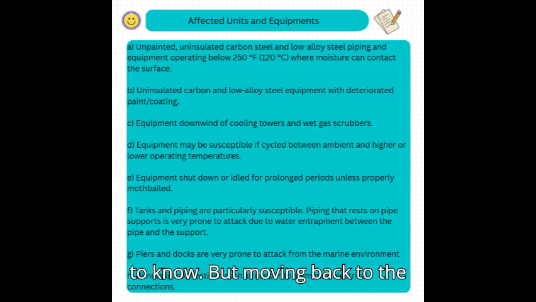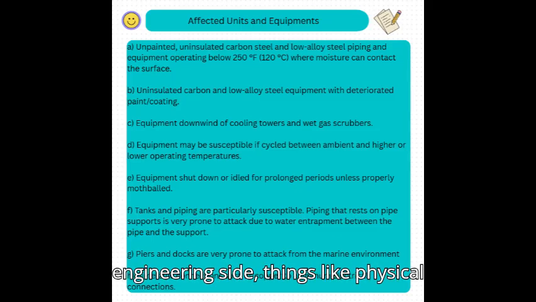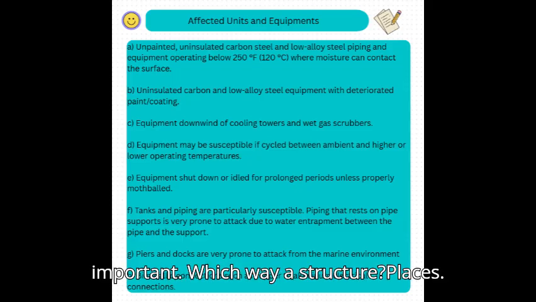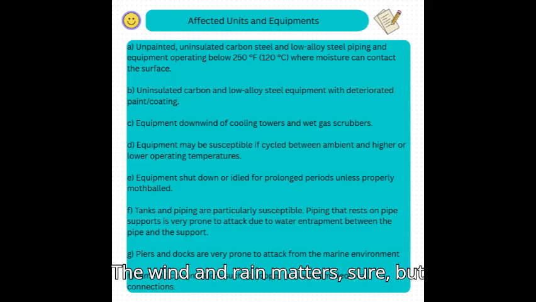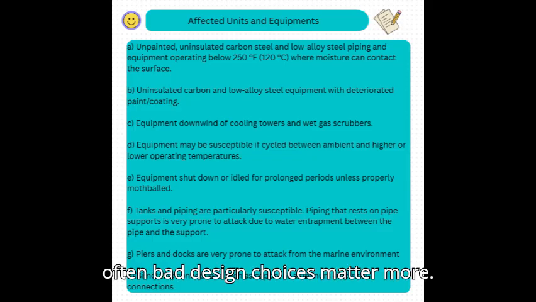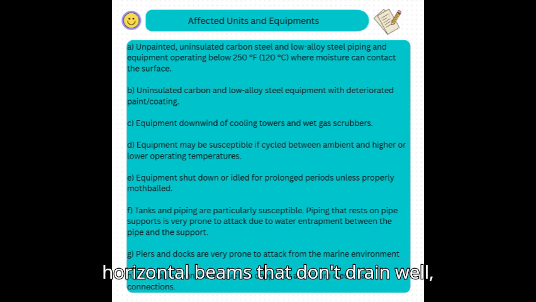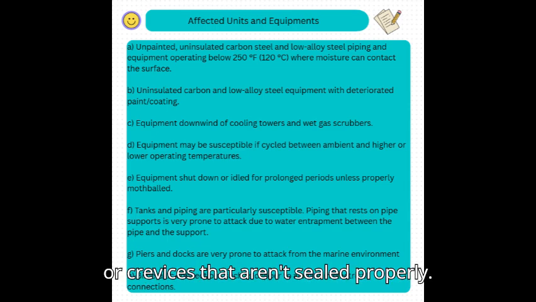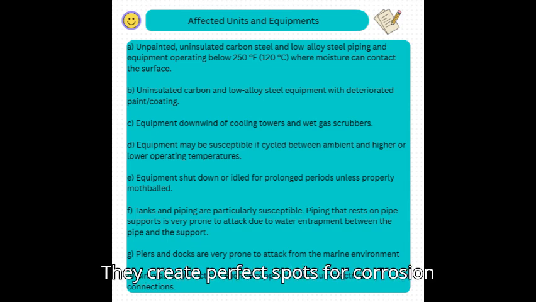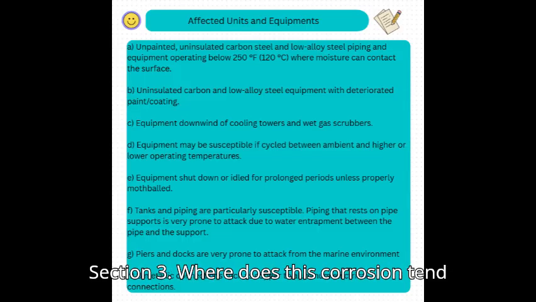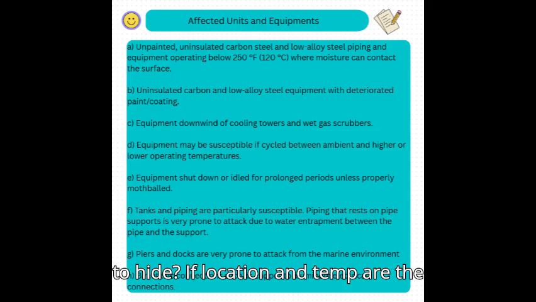Good to know. But moving back to the engineering side, things like physical orientation and design are also really important. Which way a structure faces the wind and rain matters, sure, but often bad design choices matter more. Things that inherently trap water, like horizontal beams that don't drain well or crevices that aren't sealed properly, create perfect spots for corrosion to take hold. Which leads us nicely into Section 3. Where does this corrosion tend to hide?